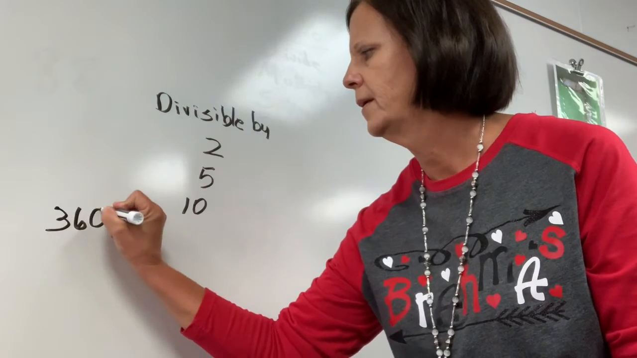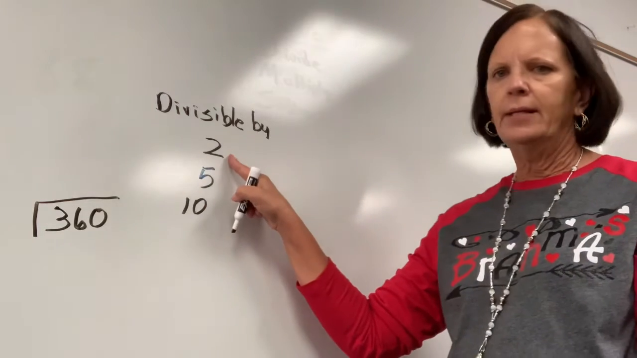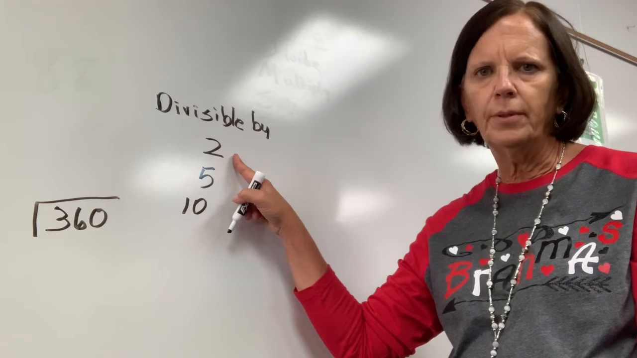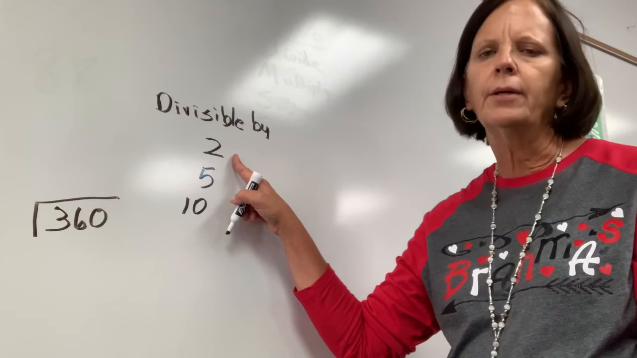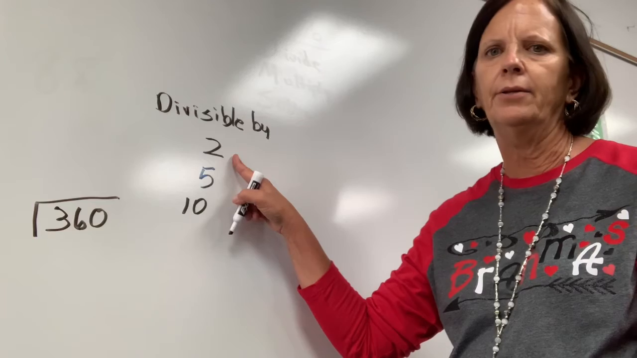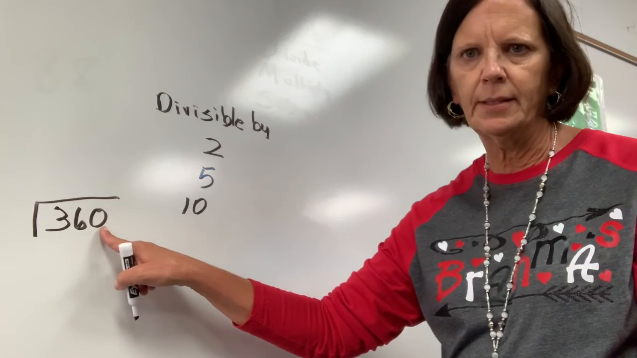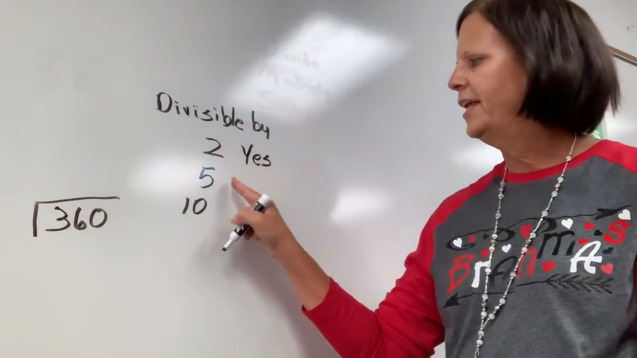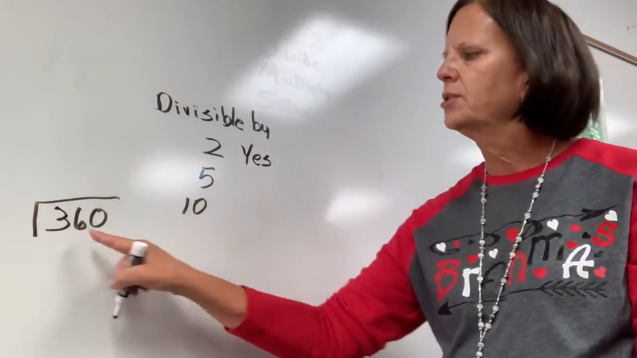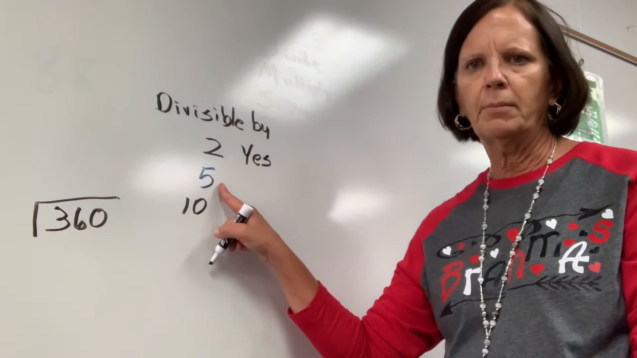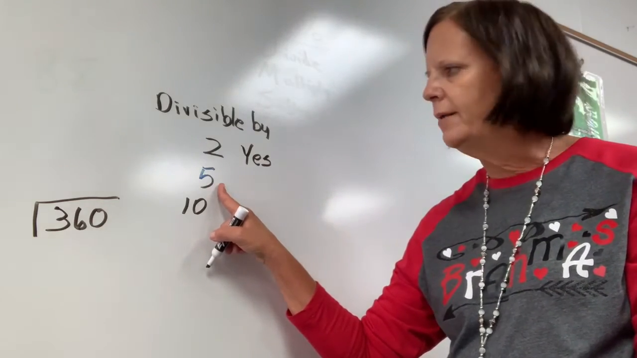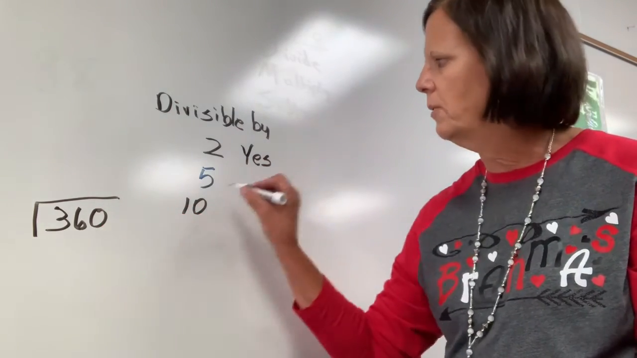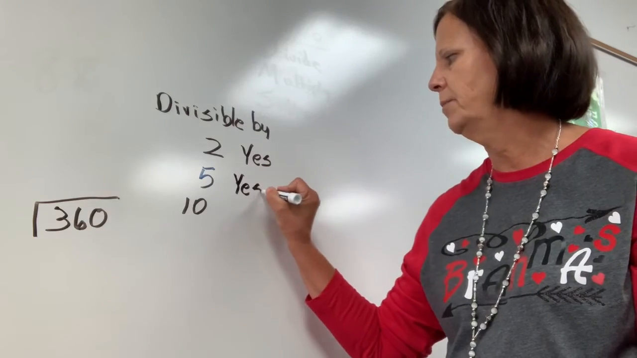If I had 360, and I wanted to know, is it divisible by 2? Remember, for it to be divisible by 2, it's got to be an even number or end in a 2, 4, 6, 8, or 0. This one ends in a 0, so I can say, yes, it's divisible by 2. Then I'm going to check my 5. Is 360 divisible by 5? Remember, with 5s, it needs to end in a 5 or a 0. It does end in a 0, so I'm going to say, yes, it's divisible by 5.